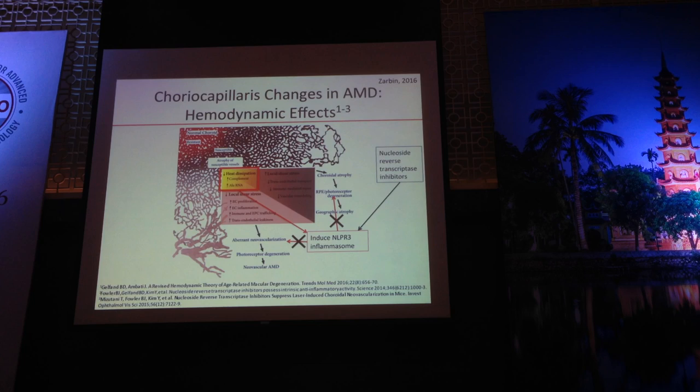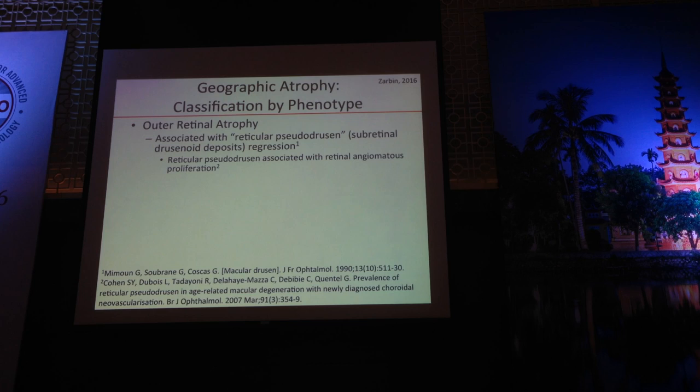Well, atrophy occurs under very different circumstances that I want to outline. There is outer retinal atrophy associated with regression of reticular pseudodrusen. I'll tell you what reticular pseudodrusen are in more detail in a minute.